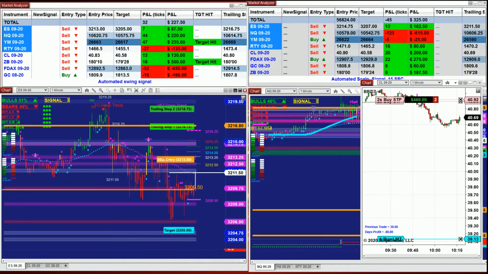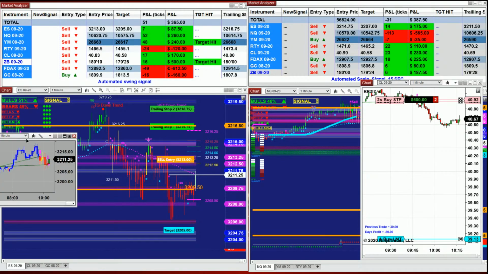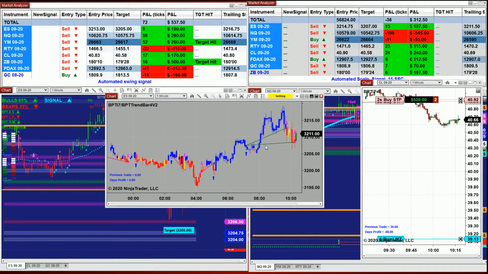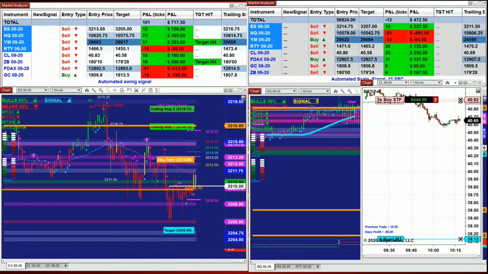Actually, right now our ES, even on the big time frame, has not taken any trade, broke even, but has not been taking any trades on the 5 minutes.